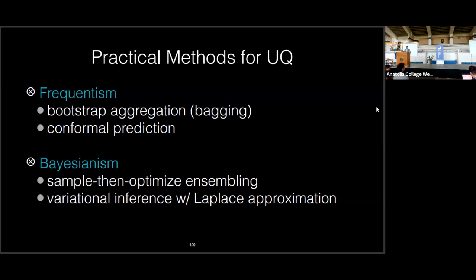Okay, so that was our four techniques for uncertainty quantification. Like I said, this was a very biased selection, but I've tried to give you things that are fairly easy to implement and something to take home with you and try right away.